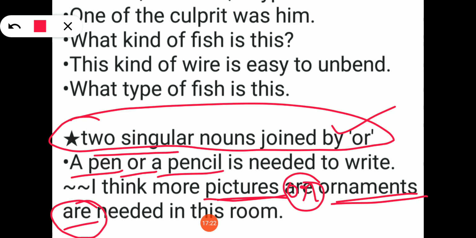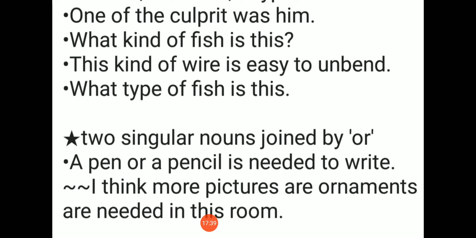அதனால தான் இங்கே ஸ்பெசிஃபிக்காக கொடுத்துருக்காங்க, two singular nouns joined by or. You should know to understand and analyze the difference. Here it is a singular noun, here it is a plural noun. So singular noun means singular verb, plural noun means plural verb. Can you understand? So the next one.